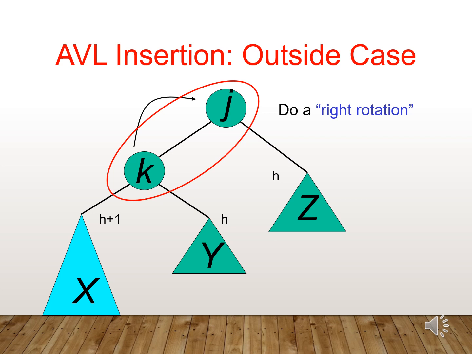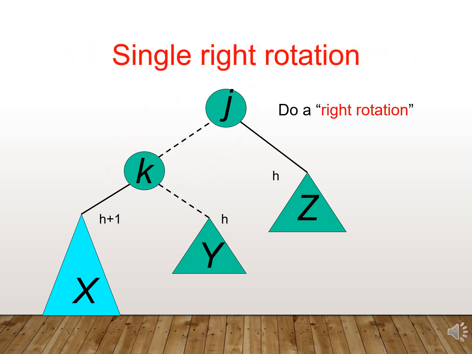Now, on inserting an element into X, we find that LL imbalance occurs. To fix it, we need to perform a right rotation at node J and restore balance. Here's an animation showing right rotation to restore balance.